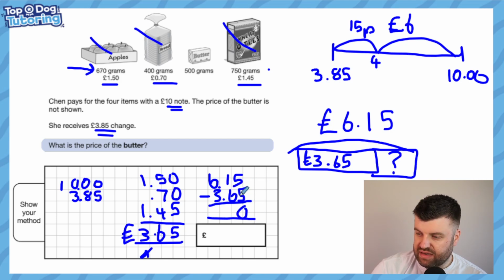5 take away 5 is 0, 1 take away 6, we need to do some exchanging here. 11 take 6 is 5, decimal goes in, 5 take away 3 is 2, so the butter was £2.50.